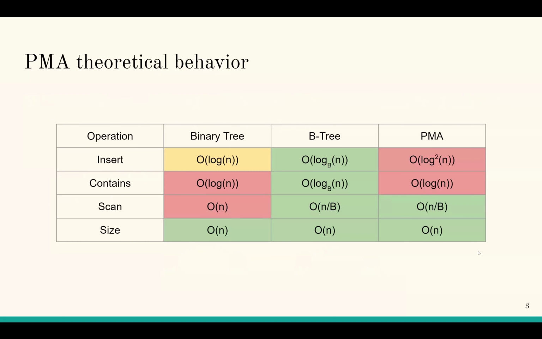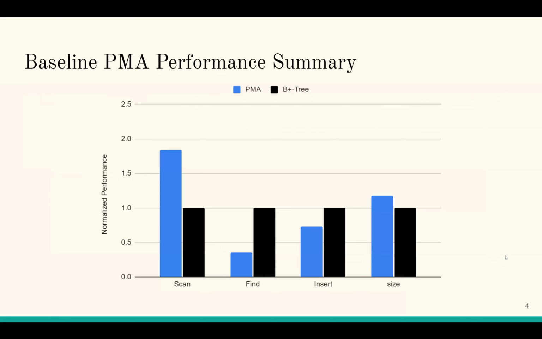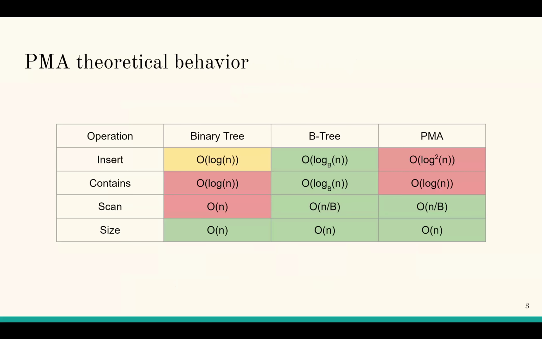Okay, so just a review of the theoretical behavior for the PMA compared to the B tree and the binary tree. The things that jump out at us are that both the insert and the contains are worse than the theoretical optimals that you can achieve with the B tree. They're worse by either a log factor or a log versus log B factor. Then we're going to look at some of the empirical results. As I said before, we get our scans, where your scan is just a read over. So this is going to be memory transfers in the external memory model.